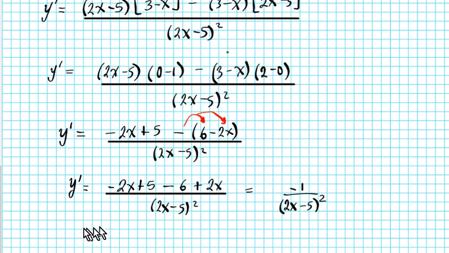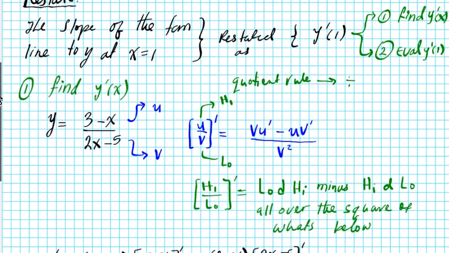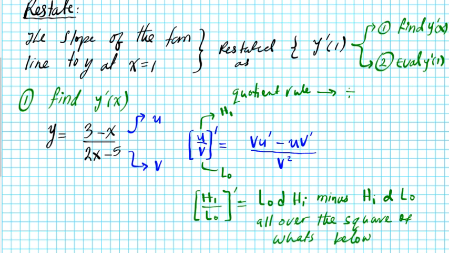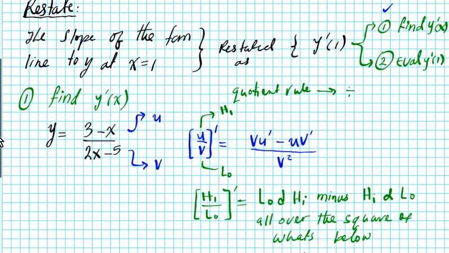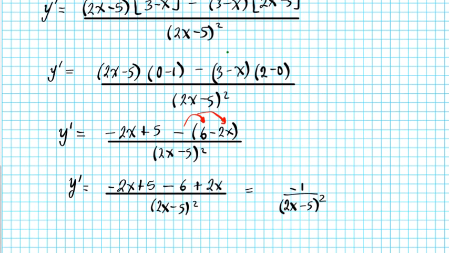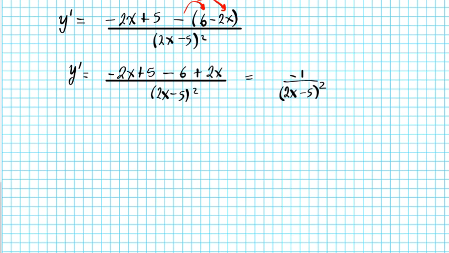The problem asks us to find the slope of the tangent line. We're done with part 1, which is to find the derivative. Now we want to evaluate at x equals 1, which is part 2. The part 2 step is not calculus, it's just algebra. For part 2, we want to evaluate the derivative at a specific point, the slope of the tangent line at x equals 1. We know y prime is negative 1 over 2x minus 5 quantity squared.